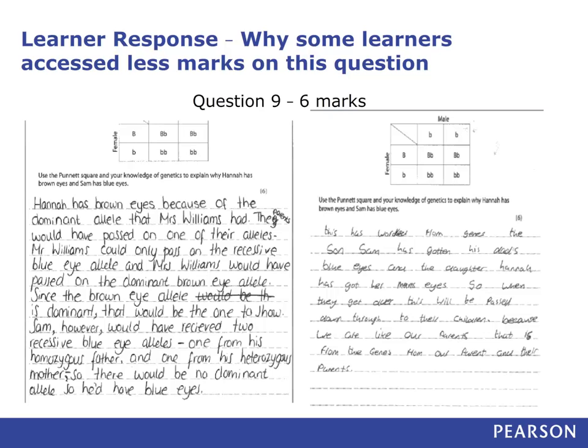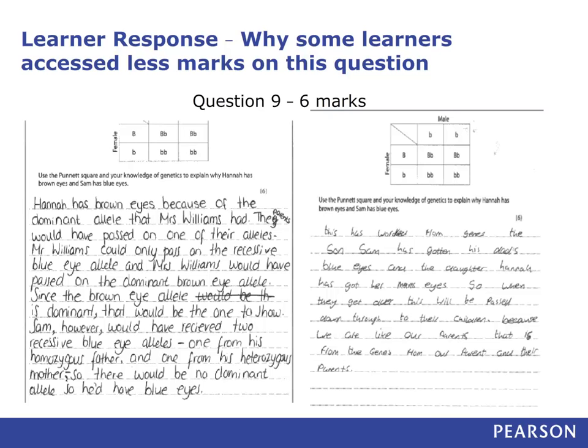The learner then goes on to explain how Sam has 2 blue alleles passed down, one from Mrs. Williams, who was heterozygous, and Mr. Williams, who is homozygous. They state that as there is no dominant allele, Sam would have blue eyes. This is an excellent example of a distinction-level answer, which discusses dominant and recessive alleles and explains why Hannah has brown eyes and why Sam has blue eyes.